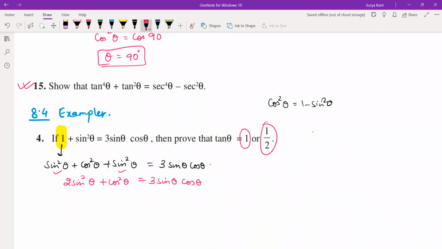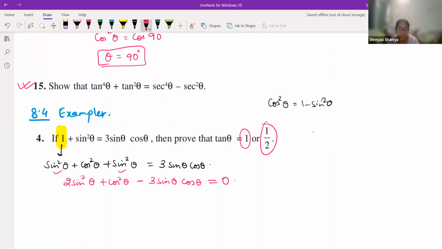And then what we do is, if you bring this sine theta cos theta to the left hand side, here I'm writing minus, so can I write it as equals to 0? Now can we make a quadratic equation somehow?